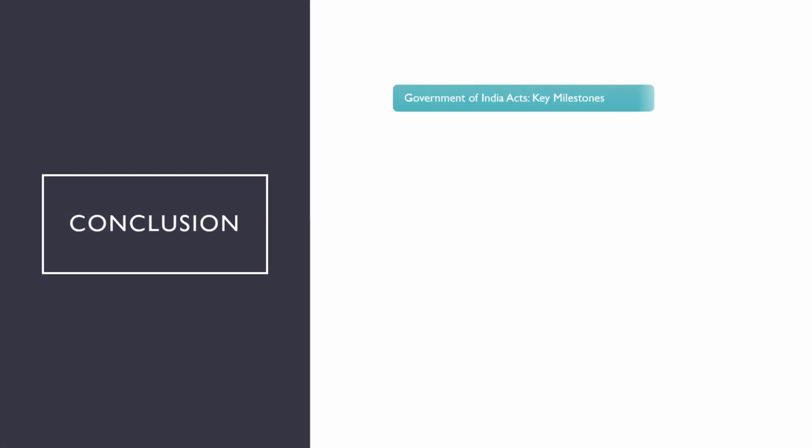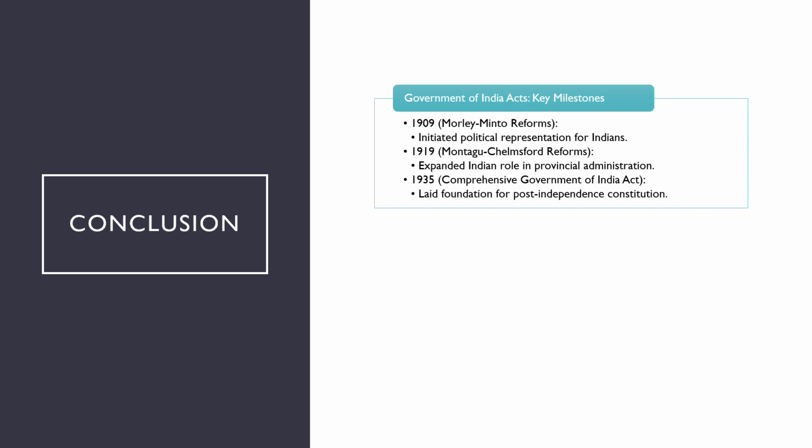In summary, the Government of India Acts of 1909, 1919 and 1935 represent crucial milestones in India's journey towards self-governance and independence. Each act, with its unique provisions and historical context, contributed to shaping India's political landscape. The Morley-Minto reforms of 1909 initiated political representation for Indians. The Montagu-Chelmsford reforms of 1919 expanded their role in provincial administration, and the comprehensive Government of India Act of 1935 laid the foundation for India's post-independence constitution.